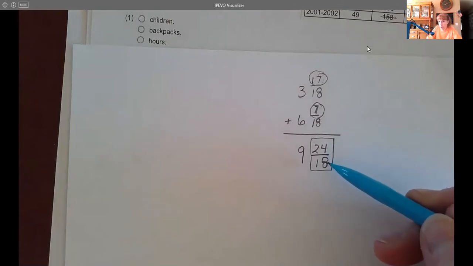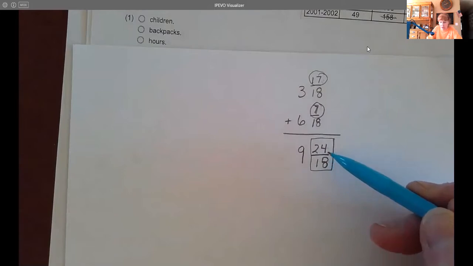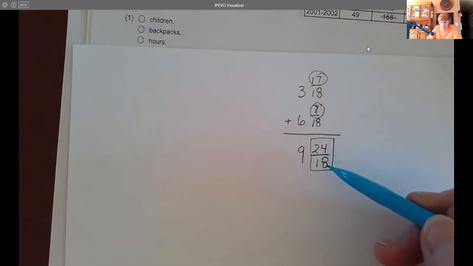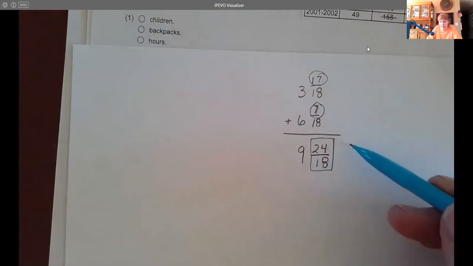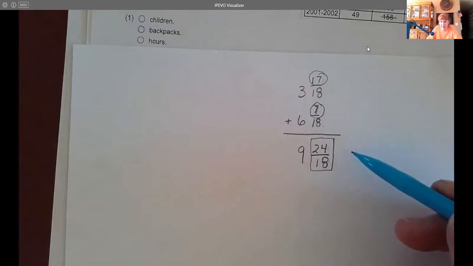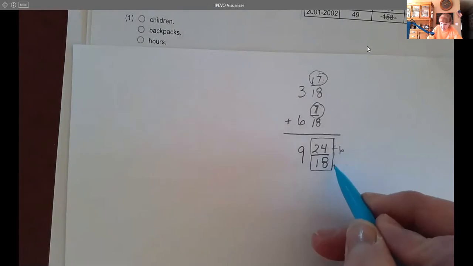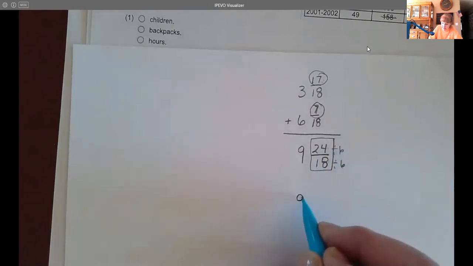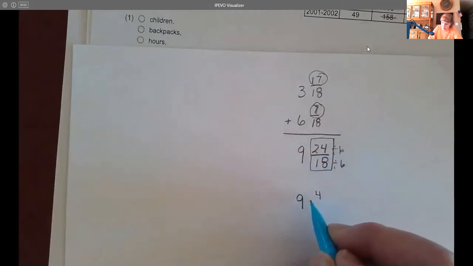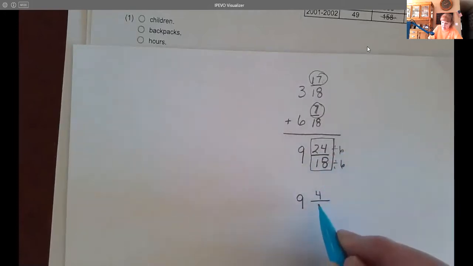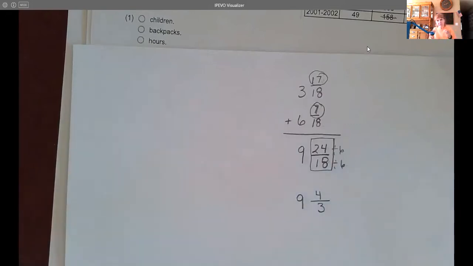Now, if you didn't know that 6 goes into both of those, you should have known that 2 goes into both of those. So you divide by 2, and then you're going to realize that 3 goes into both of those. So you can divide by 2, then divide by 3, or divide by 6. 9 hasn't changed yet. 24 divided by 6 is 4. 18 divided by 6 is 3. So we reduce that fraction.